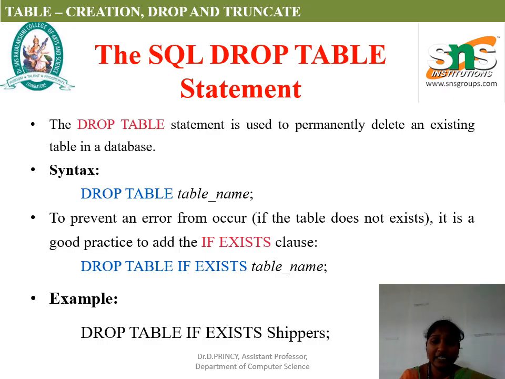This is optional only. The purpose of using if exists is that if the table does not exist, it gives an error. To avoid that error, we can use that clause. If you give this clause and the table exists, it will be dropped. Otherwise, nothing will happen. The example is drop table if exists Shippers.